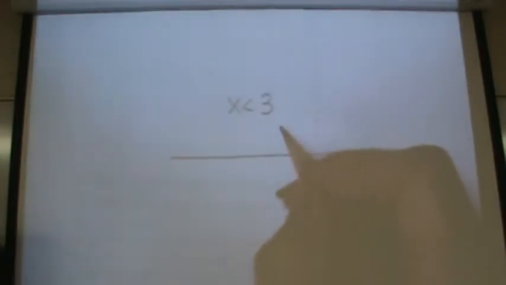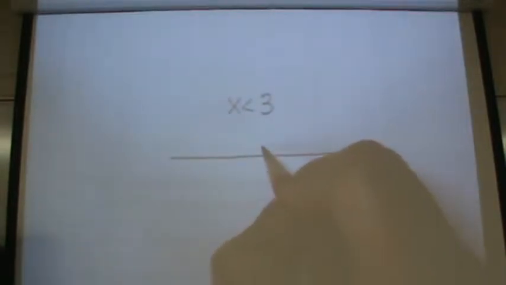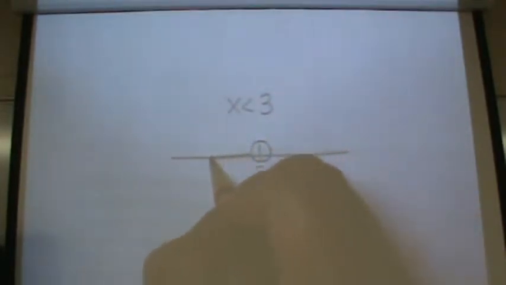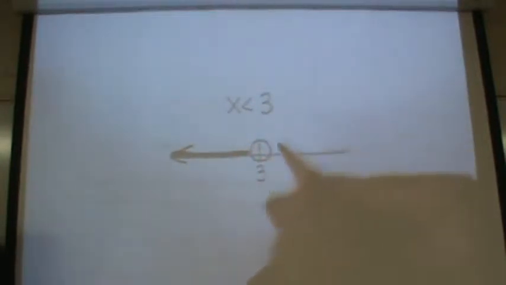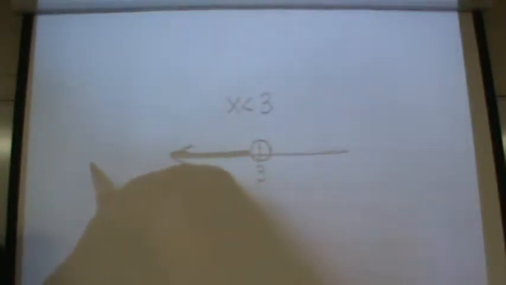So how would you graph x is less than 3? On a number line. Here's 3, that's your critical value. What did you guys do in ninth grade? You did an open circle, and you shaded to the left, right? Whatever way the inequality is pointing. Now, where is this graph pointing to? Negative infinity.